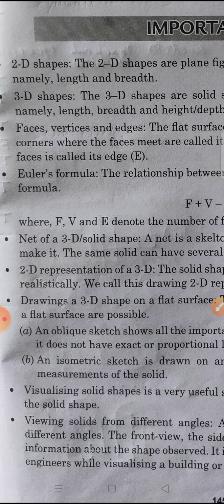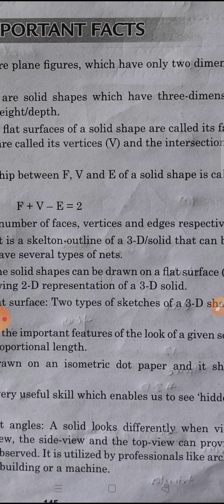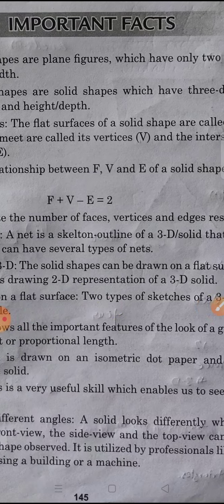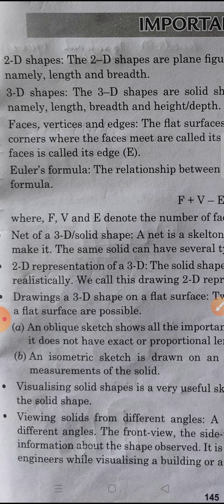An isometric sketch is drawn on isometric dot paper and it shows the exact measurements of a solid. So it is the correct method. We can draw with the correct measurements with the dots, using the dots for 3D shapes.